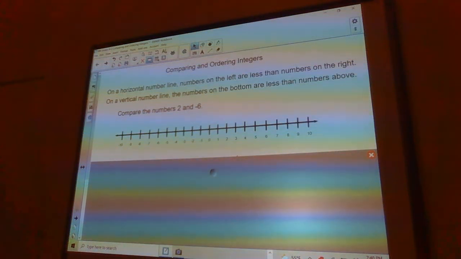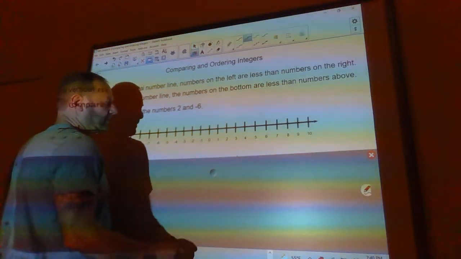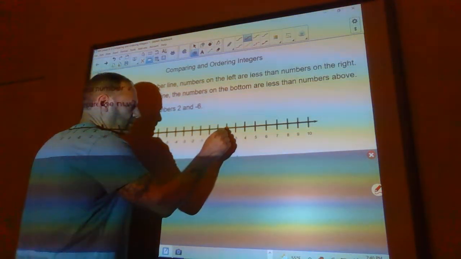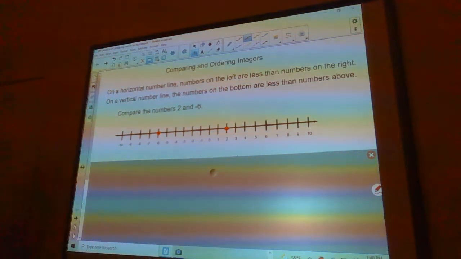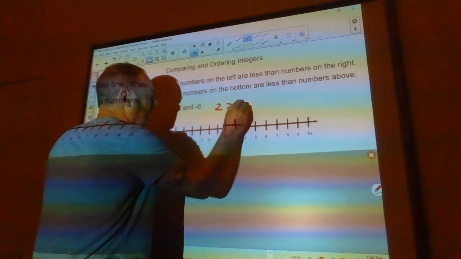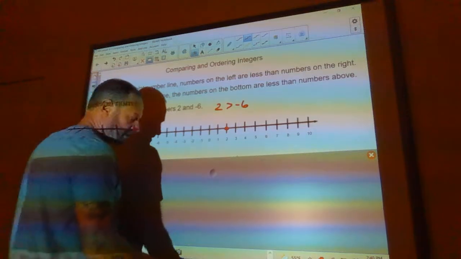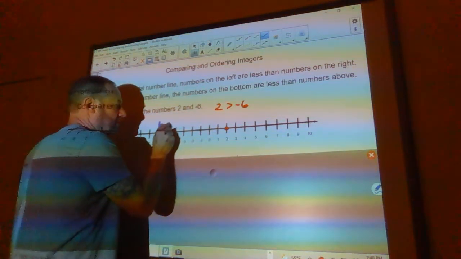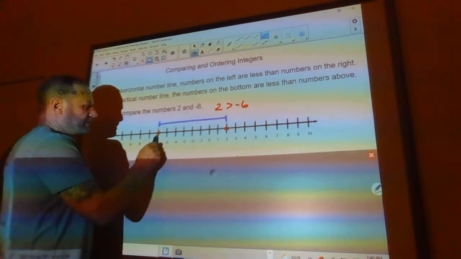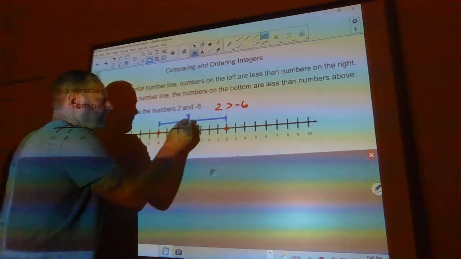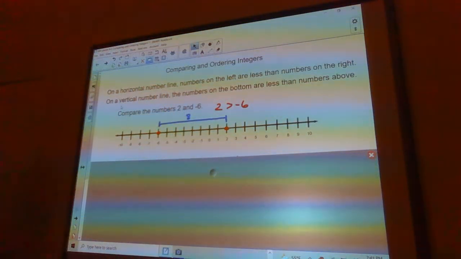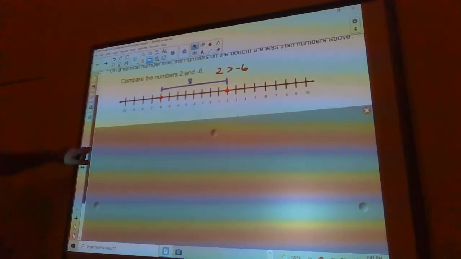Compare the numbers 2 and -6. Okay, so on the horizontal number line, here's your 2. And here's your -6. Okay. And 2 is greater than -6. And how much greater than is it? It's this distance right here, which is a distance of 6 plus 2 is 8. Okay. So pretty simple to compare those numbers.